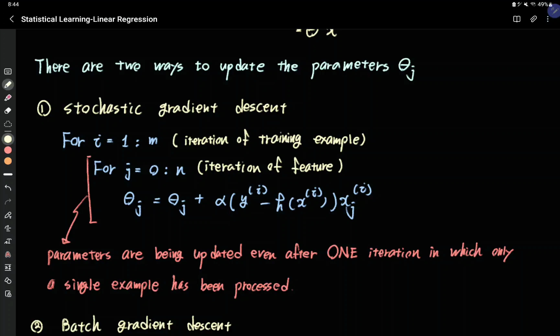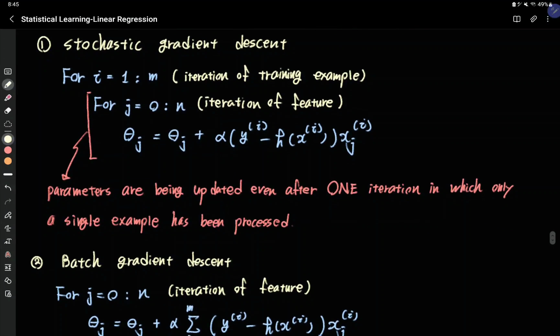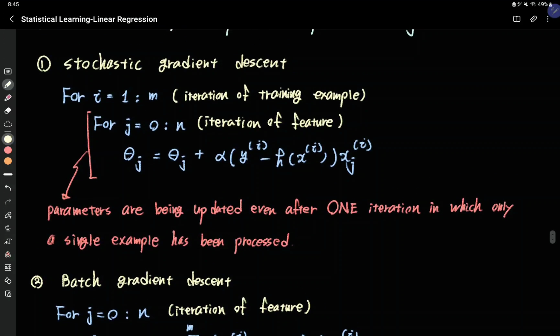So it means that the parameters are being updated even after one iteration, in which only a single example has been processed. It makes sense, right? So for a single iteration of the training example, all of the features will be updated. Does it make sense? Okay.